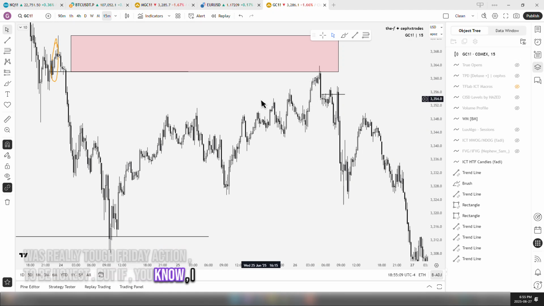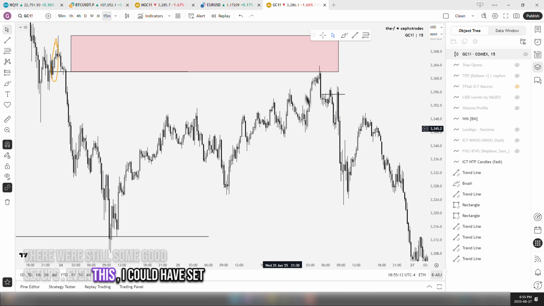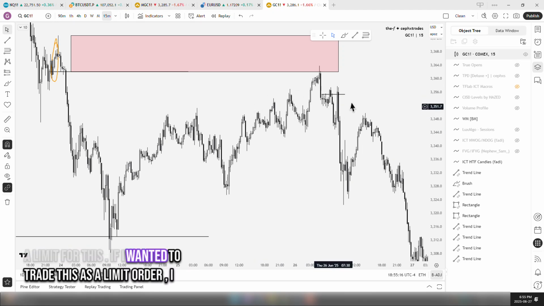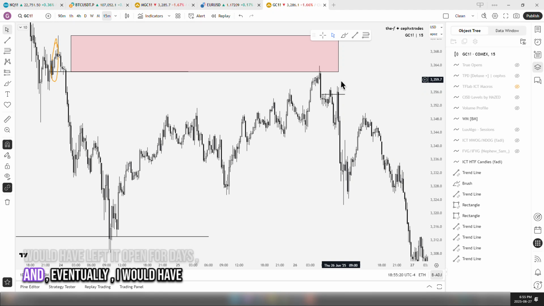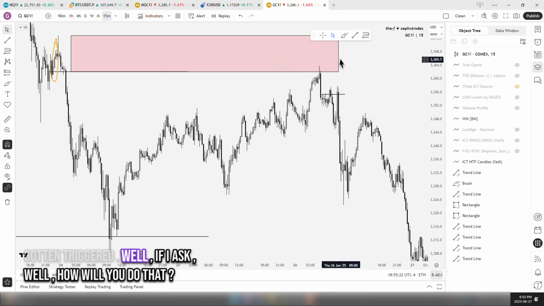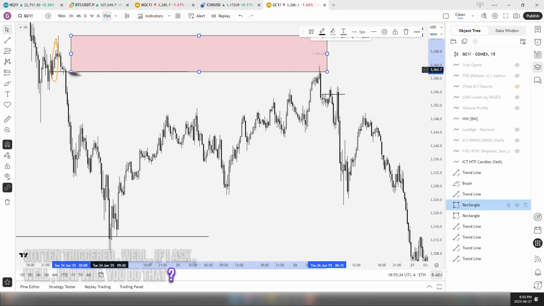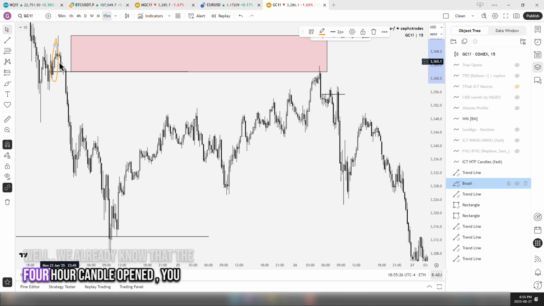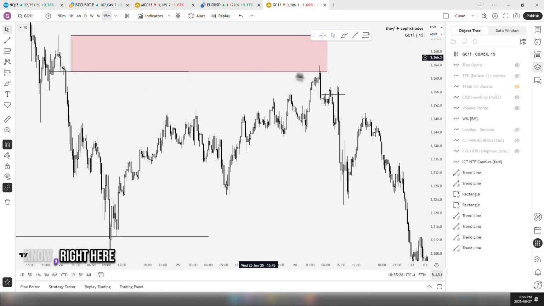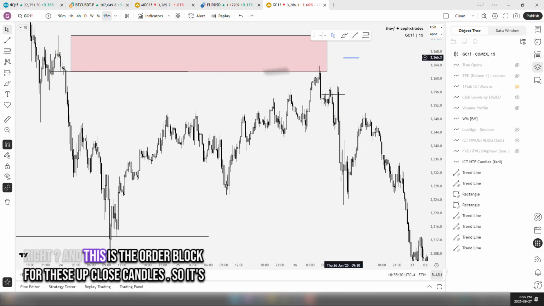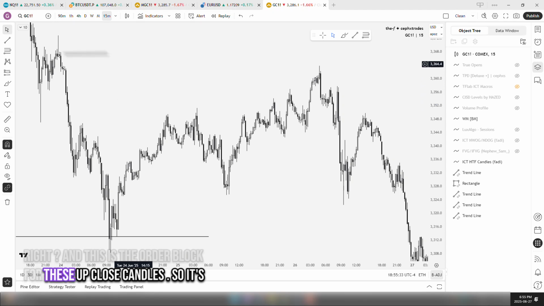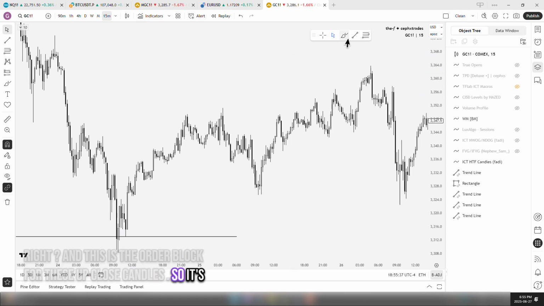But if you traded the London session, there were still some good setups. Even this, I could have set a limit for this. If I wanted to trade this as a limit order, I would have left it open for days, and eventually I would have gotten triggered. Well, you might ask, how do you do that? Well, we already know that the 4-hour candle opened right here, right? And this is the order block. These up close candles. Well, it's really simple.